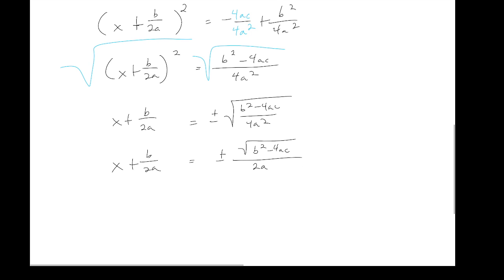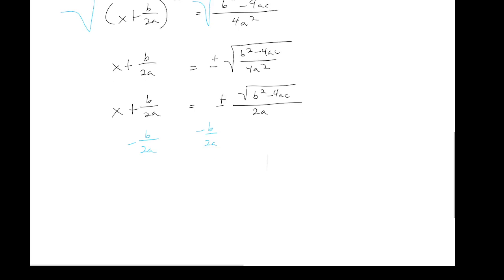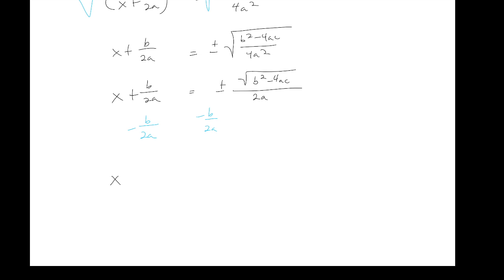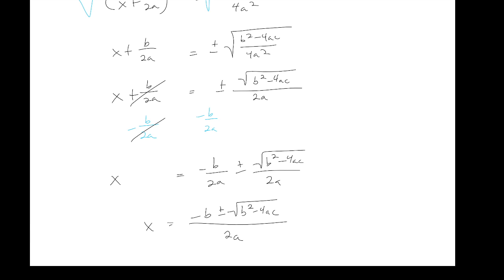And then let's get x by itself. Last step, I'm going to subtract b over 2a from both sides, leaving me now with x equaling negative b over 2a plus or minus the square root of b squared minus 4ac all over 2a, which, since these have common denominators, we can combine, meaning that x is equal to negative b plus or minus the square root of b squared minus 4ac all divided by 2 times a.